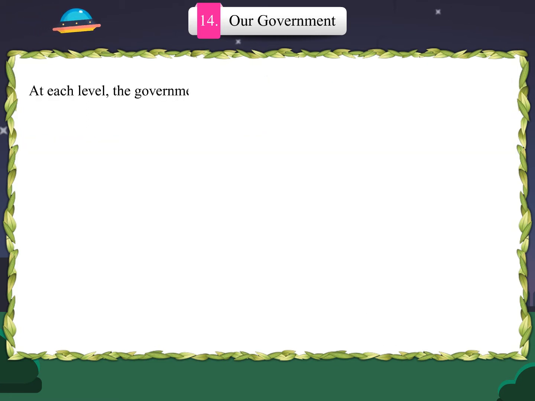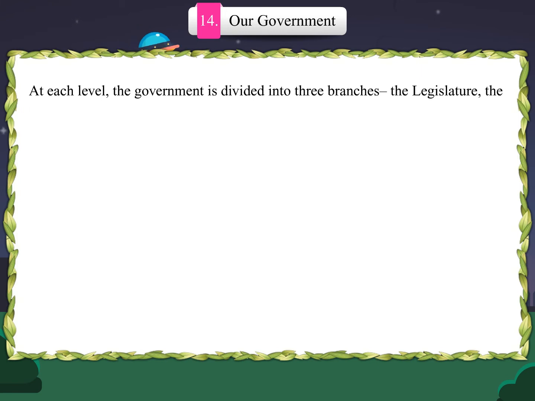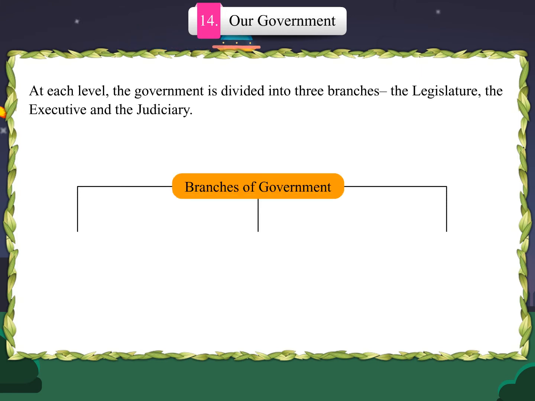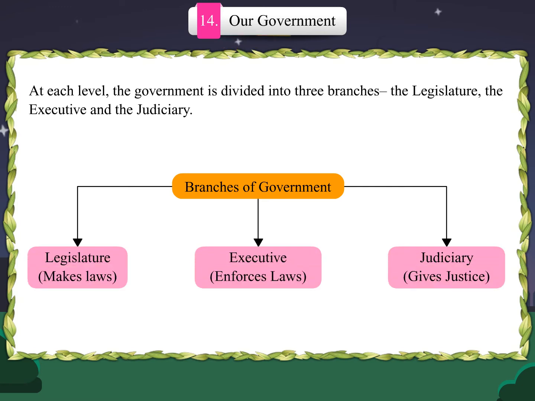At each level, the government is divided into 3 branches: the legislature, the executive, and the judiciary. Branches of government. Legislature makes laws. Executive enforces laws. Judiciary gives justice.